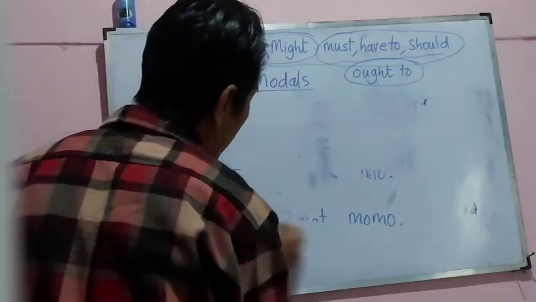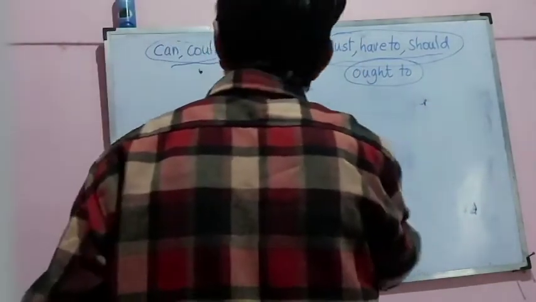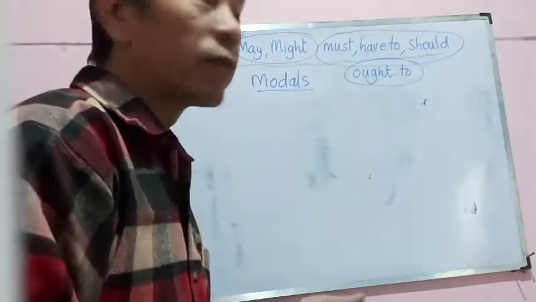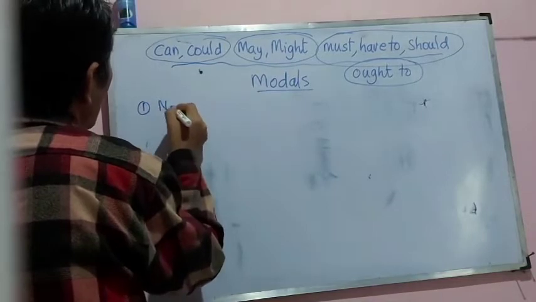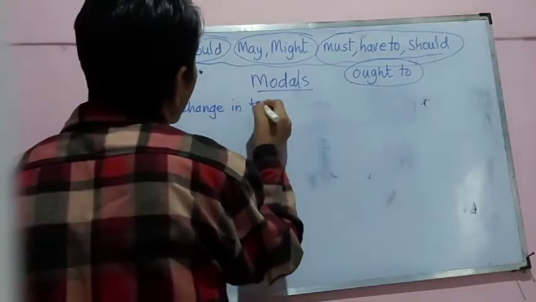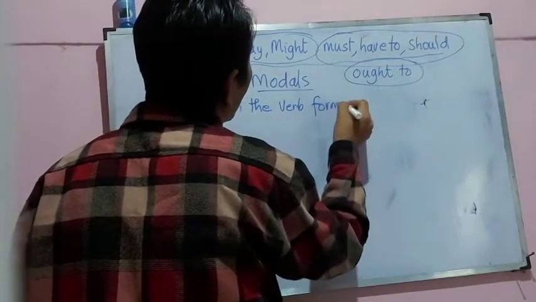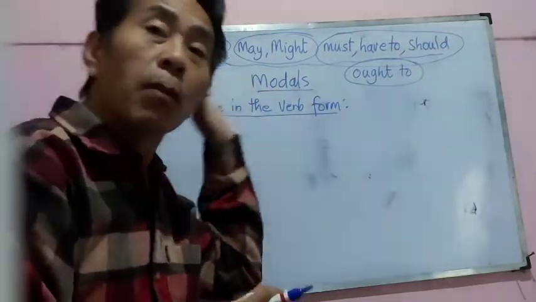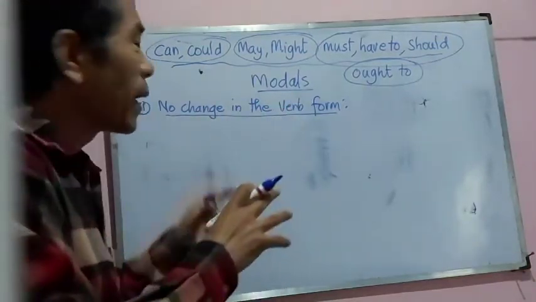Now we have already been introduced to the modals. Now we are going to talk about the different characteristics of these modals. The first one: no change in the verb form. This is the first thing that you have to learn about the modals. It says no change in the verb form. So what do you mean by this verb form?